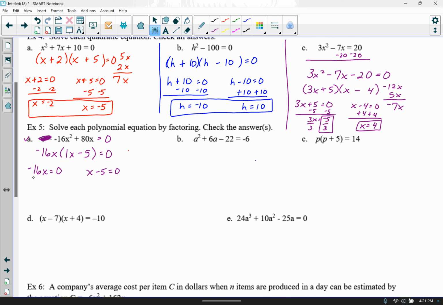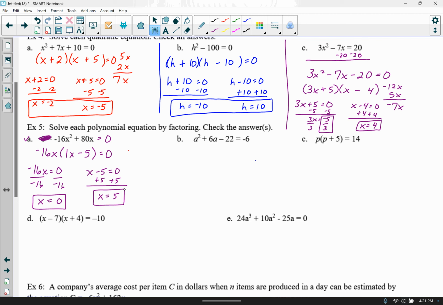And solve for x. Over here we just divide by negative 16. 0 divided by anything is still 0. So there's one of your answers. Over here, add the 5. So x equals a positive 5, and there's my other answer.